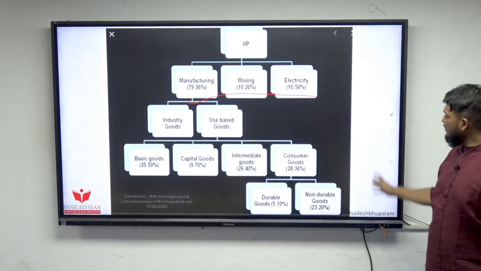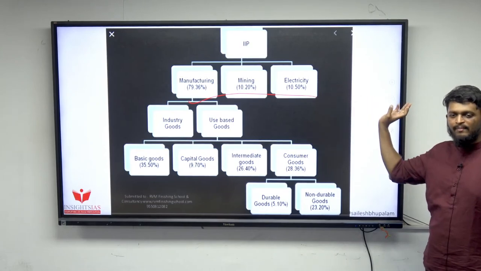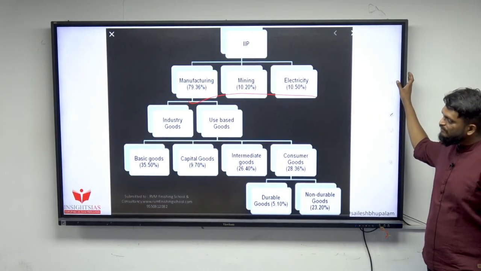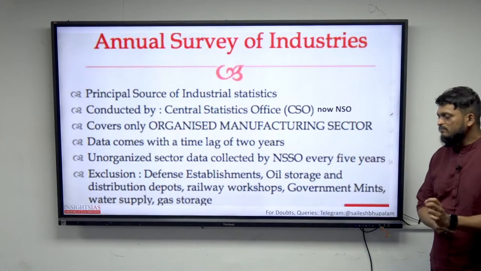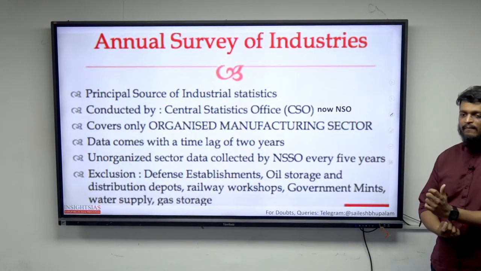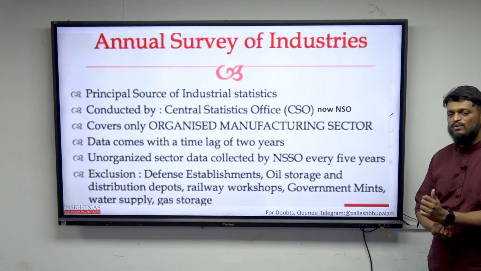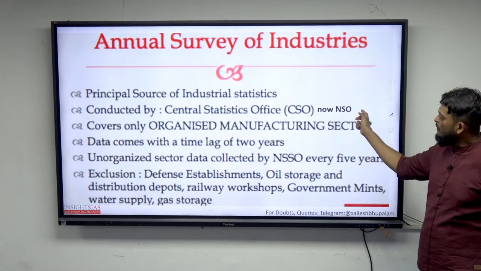Below this, all these things are not important for us, but under IIP, these three things you can remember in order. Then ASI, we just discussed that there is a 2-year delay in ASI. ASI is actually the principal source of statistics. It will consider now it is NSO.